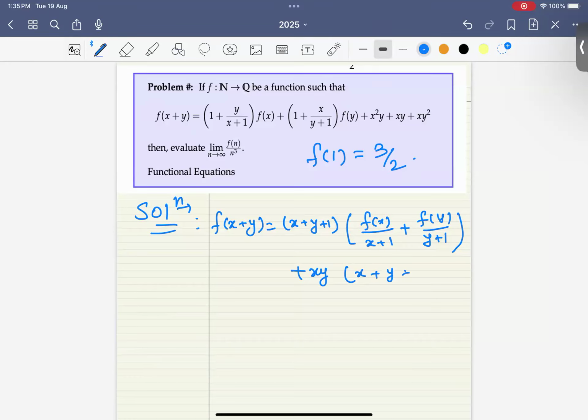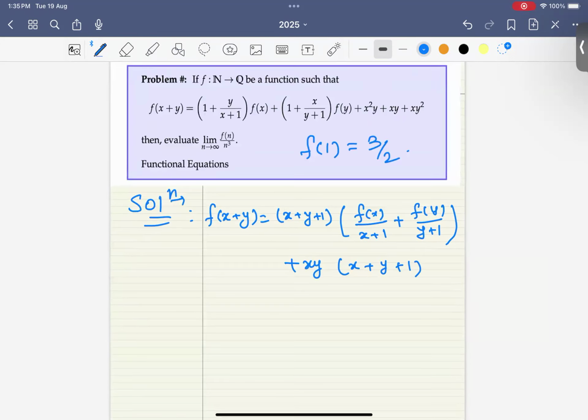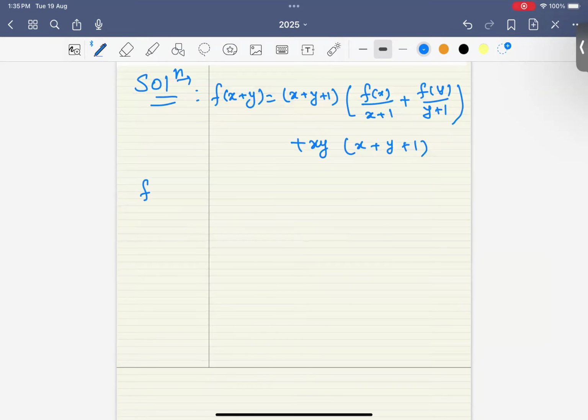And you notice that this number x plus y plus 1 features everywhere. And since x and y are natural numbers, x plus y plus 1 is essentially positive. So we can divide by x plus y plus 1 to get that f of x plus y upon x plus y plus 1 is equal to f of x upon x plus 1 plus f of y upon y plus 1 plus xy.